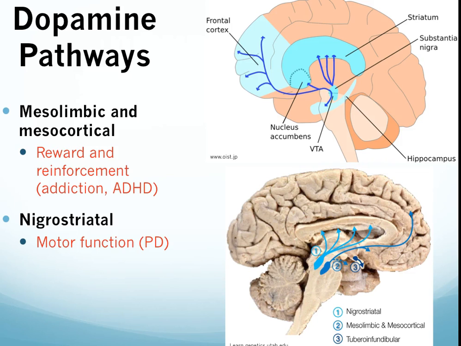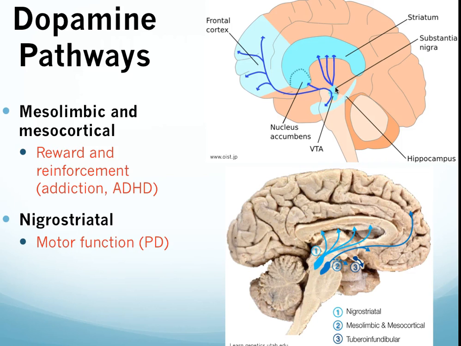Now this nigrostriatal pathway, okay, is called this because it actually starts out with dopaminergic neurons that originate in an area called the substantia nigra. And we're going to see that it's here, okay? So here you have your VTA, that's the ventral tegmental area, that's the mesolimbic pathway. Then you have your substantia nigra, very, very close by, okay? But this is what is more of a motor loop, okay?